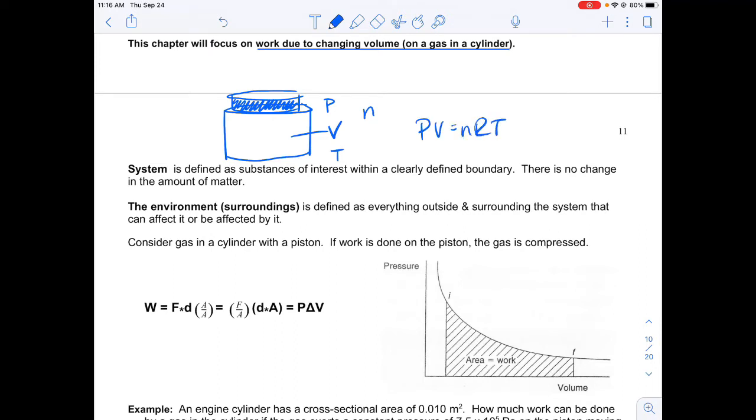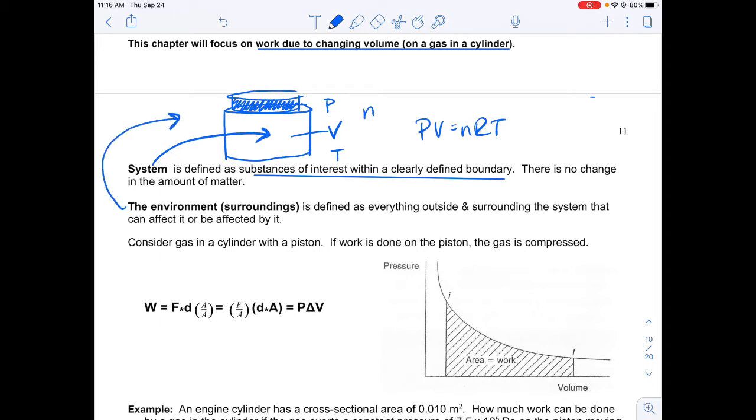The system is the substances of interest within a clearly defined boundary. The system is typically what's inside the cylinder. The environment is defined as everything outside and surrounding the system that can affect or be affected by it. So the surroundings are what's outside the cylinder.